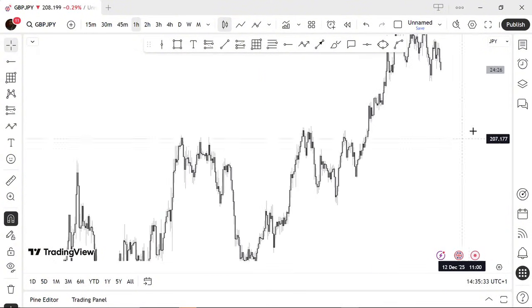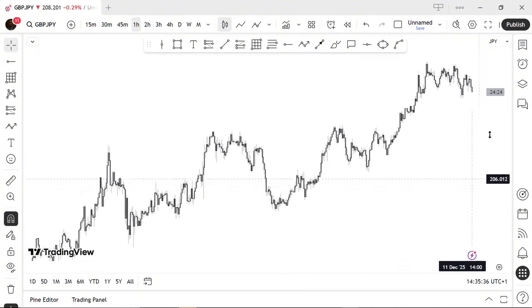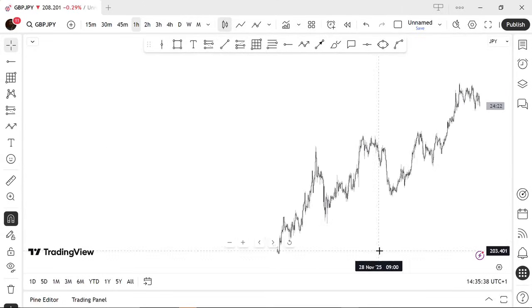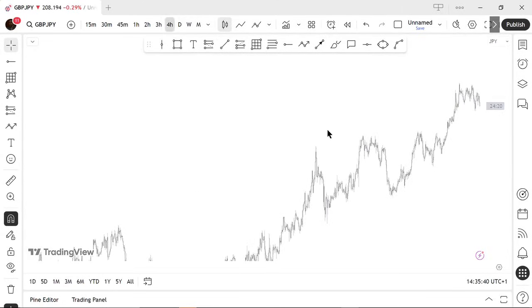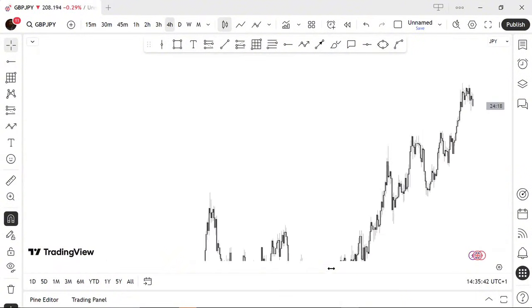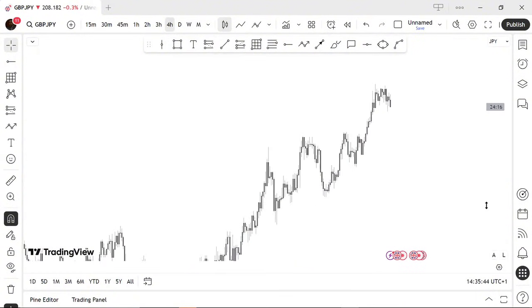Now let's look at one more example before we close this session. Let's look at one more example. Now if I see in GBPJPY, I think this particular move happened on the 4 hours time frame. Let me investigate and see very clearly.